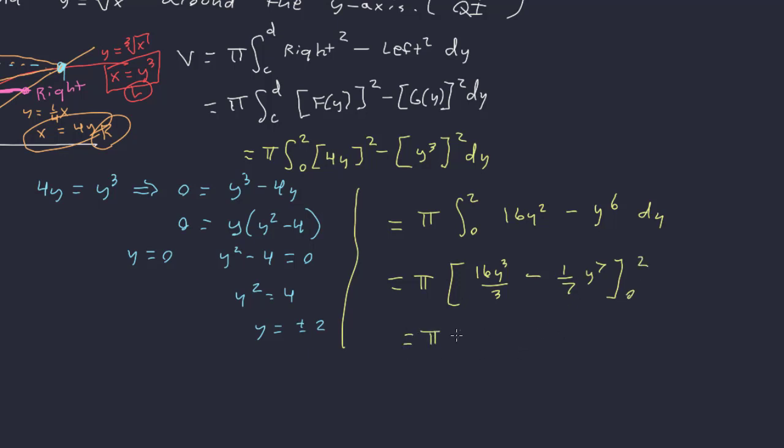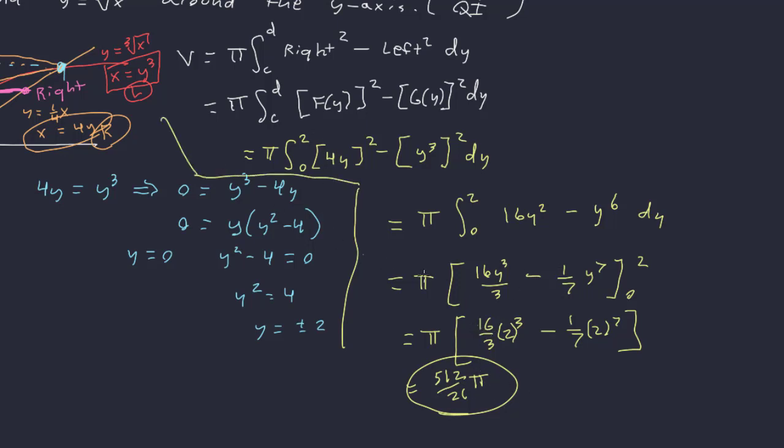Okay, so we will get 16/3 times 2 cubed minus 1/7 times 2 to the 7th. All right, and that is not going to come out to be extremely nice. When I checked my calculator, this came out to be something like 512 over 21 times pi, which, you know, at this point, I'm not that concerned about the arithmetic to get there. What's important here is the setup, because it's the setup that gets us where we want to go.